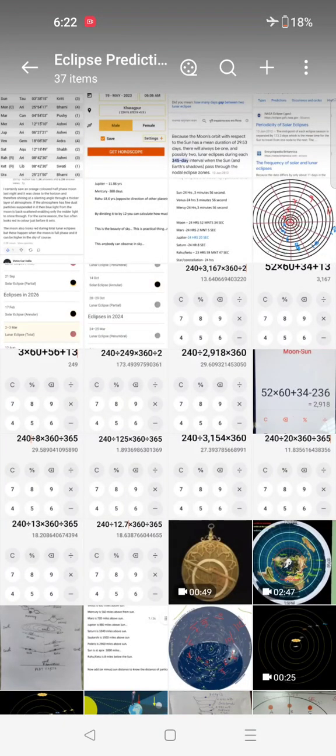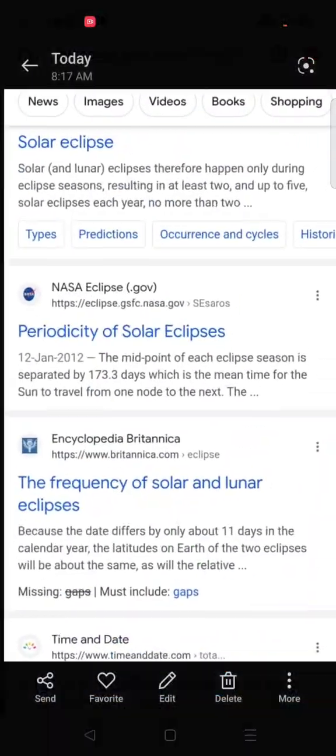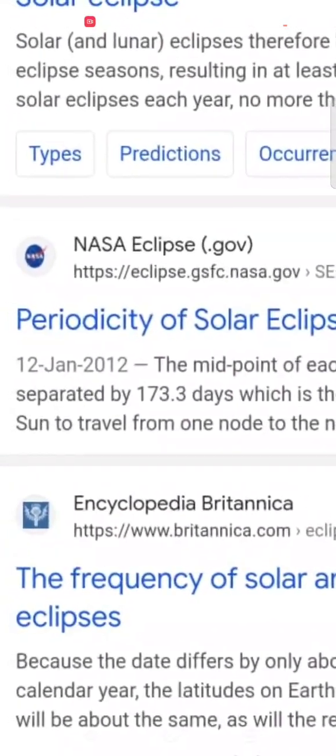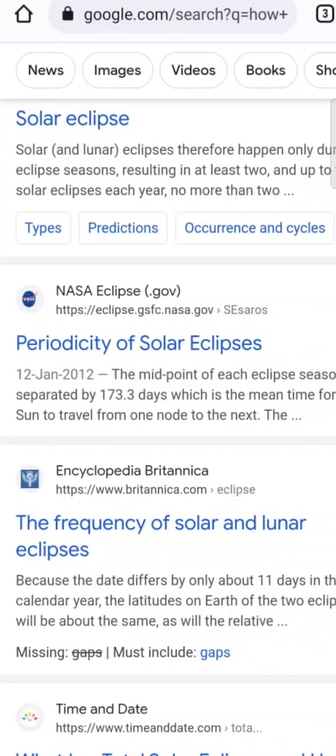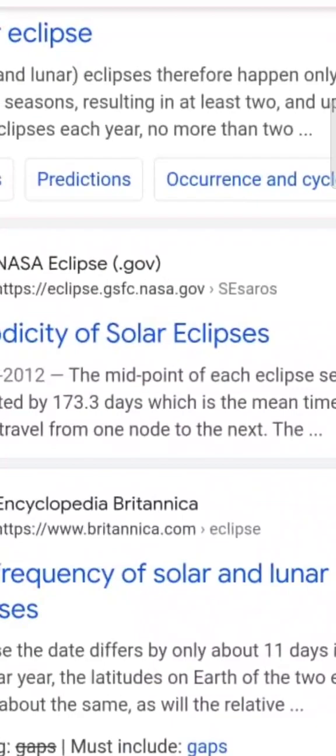And I also searched Google and what NASA replied. What was my question? The gap between two solar eclipses, and they are separated by 170.3 days. So this flat earth calculation matches with the observation given by NASA also.